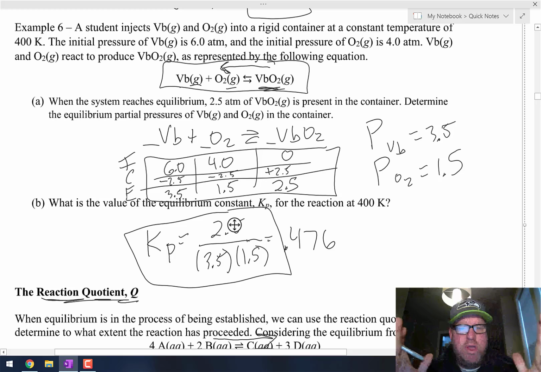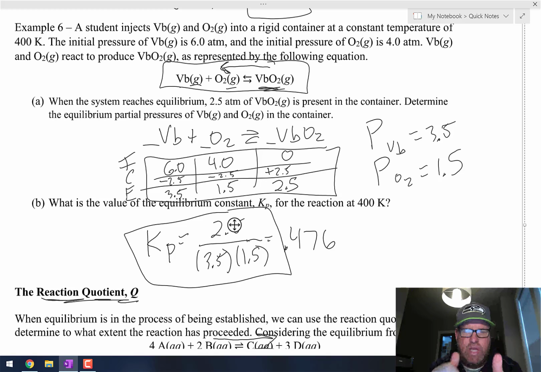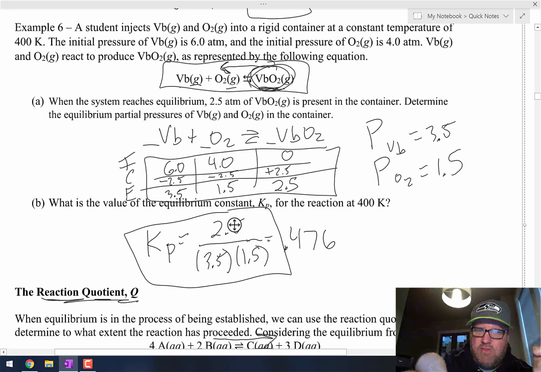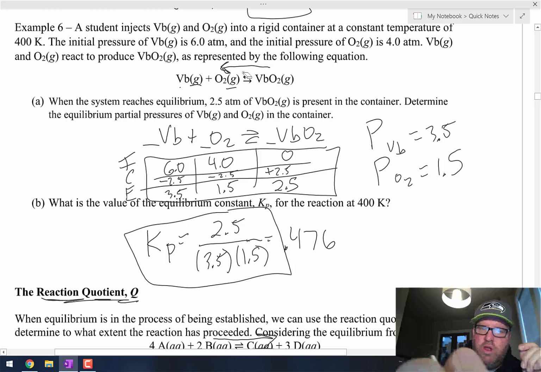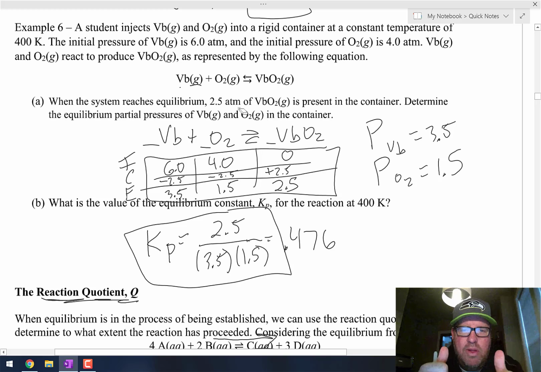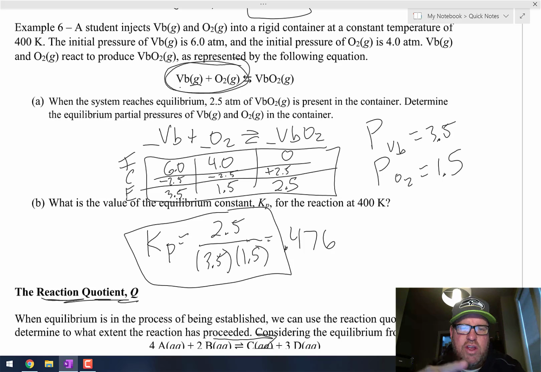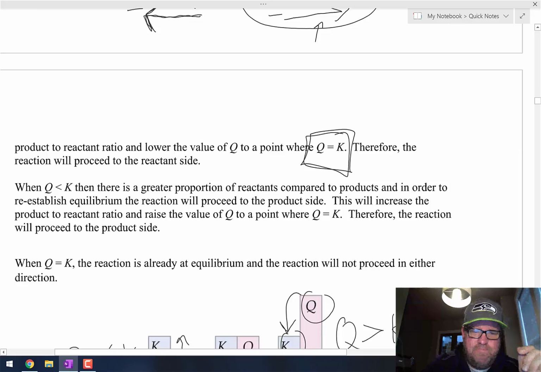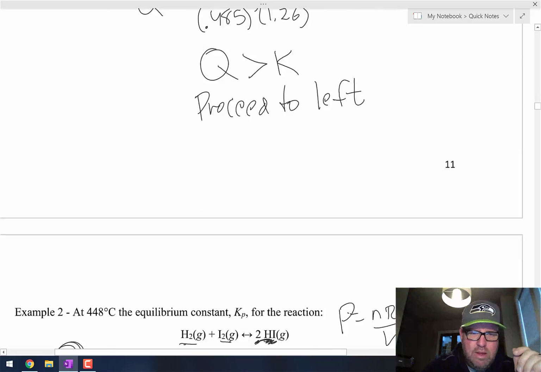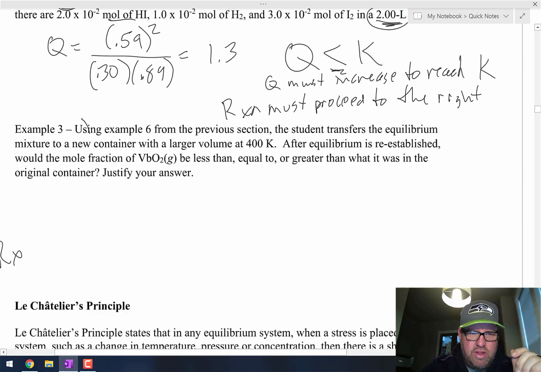So when the volume goes down, the pressure goes up, and then you have less space, so it's going to shift to the side with fewer gas particles. When the volume goes up, the pressure goes down, and then it shifts to the side with more gas particles. What if the number of gas particles are the same on both sides? Then there's no shift that occurs when you change the volume of the container. Okay? All right, let's go back to that question then.